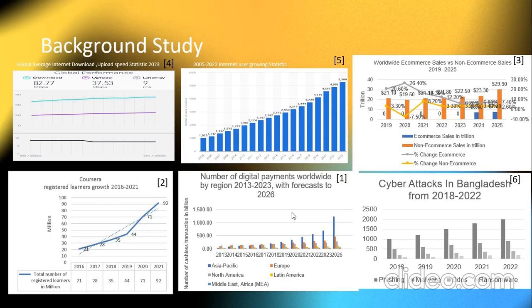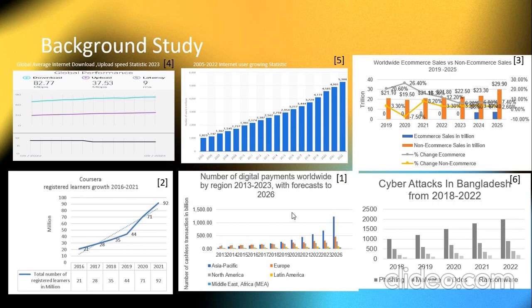Today's global internet download speed is huge. The average global download speed is about 83 Mbps, and it is much higher than in previous decades. So we can see the internet users are growing from previous years. The growing rate is also significant. We can also notice e-commerce sales, the use of learning websites, and digital payments are growing. That's because of digitalization.